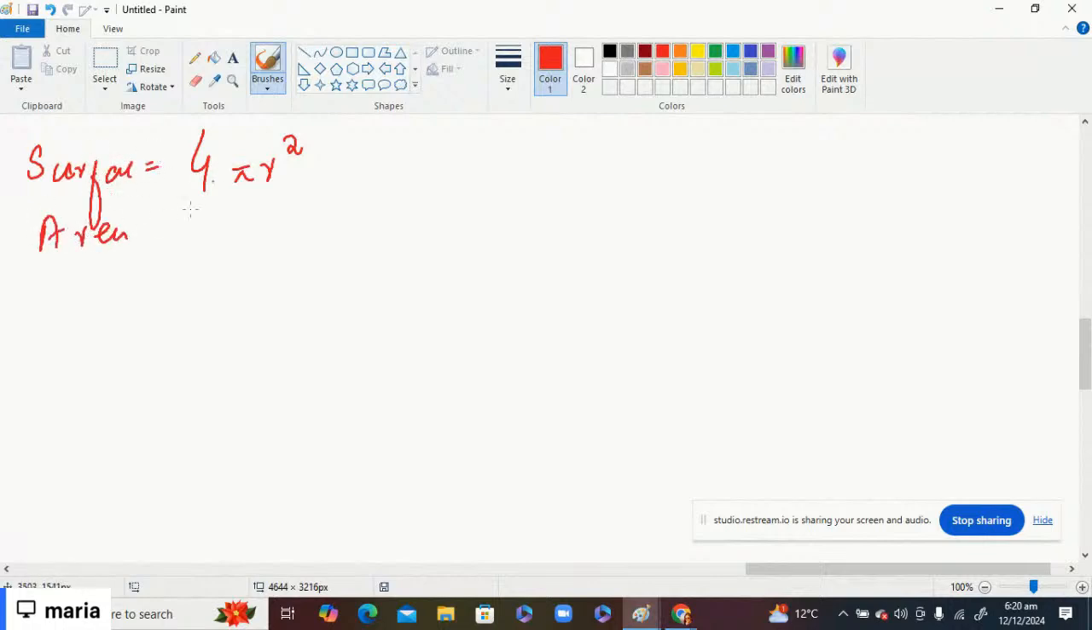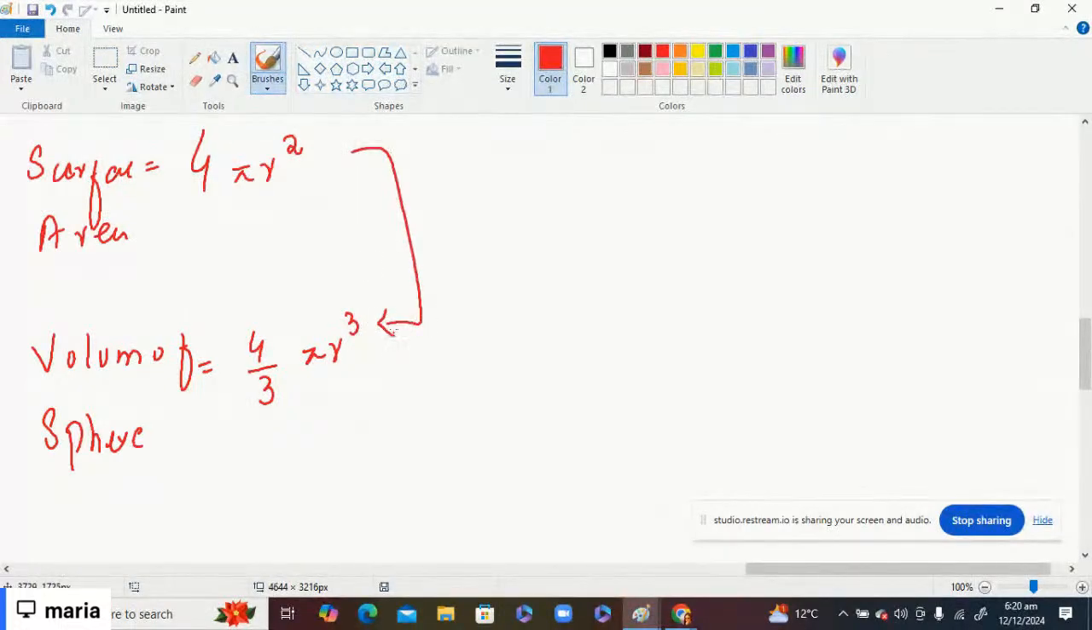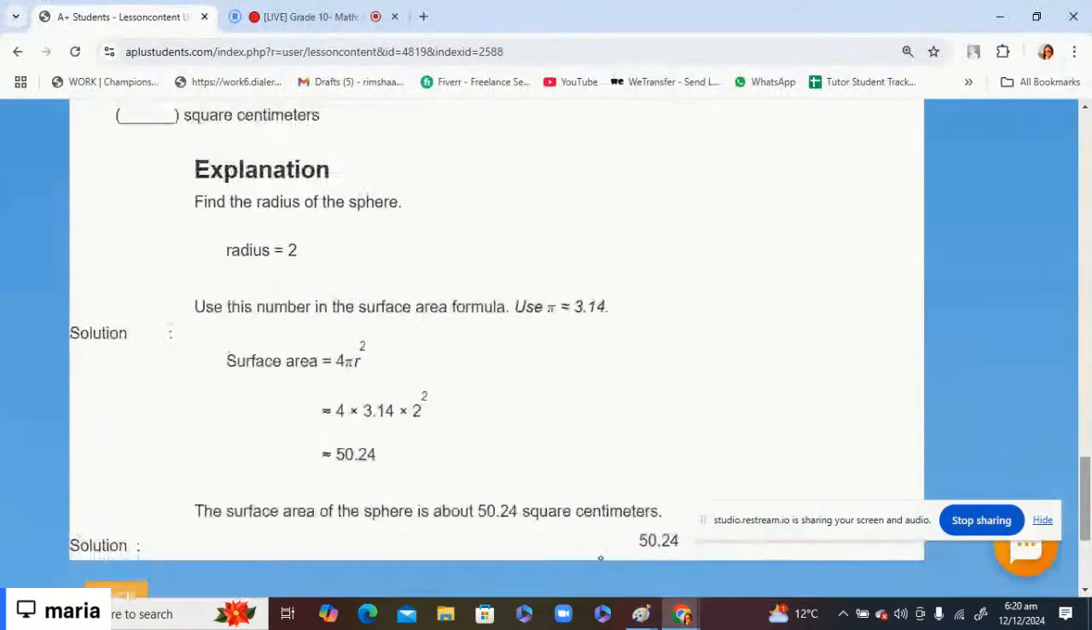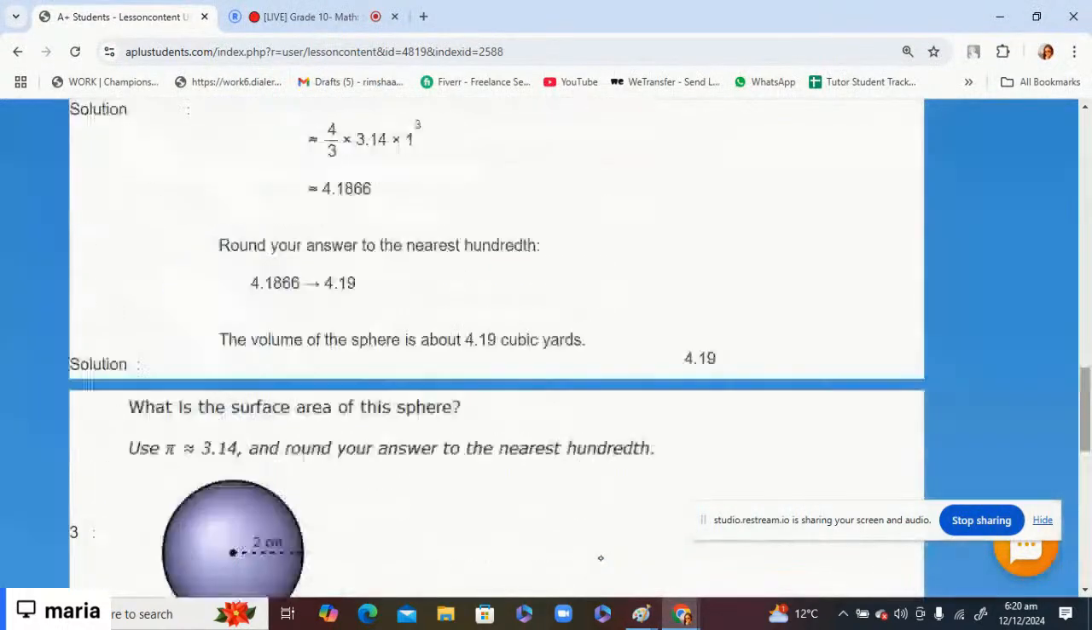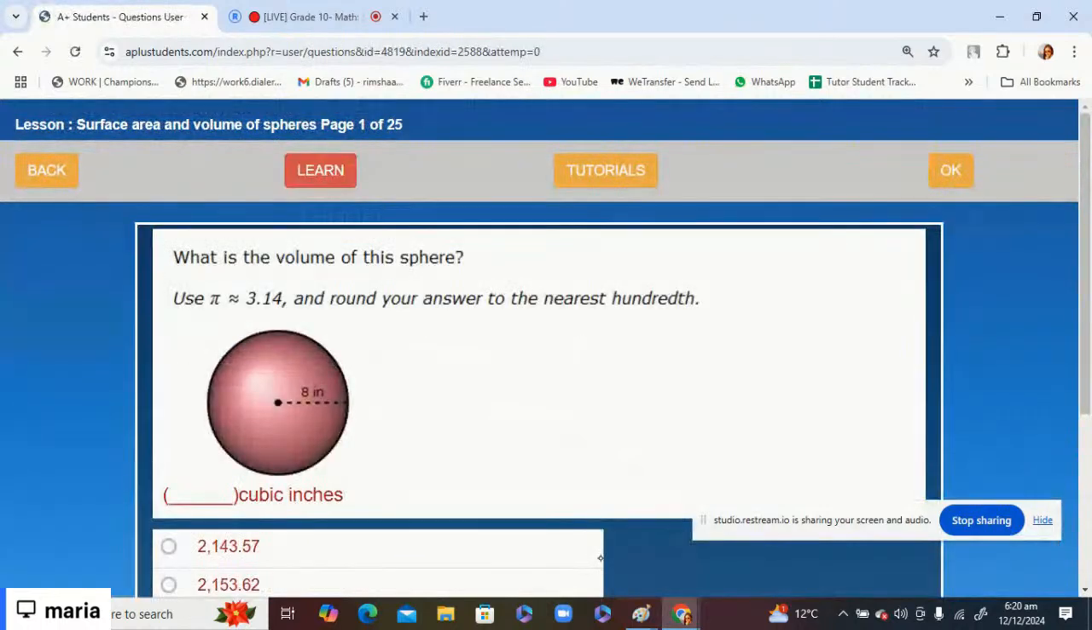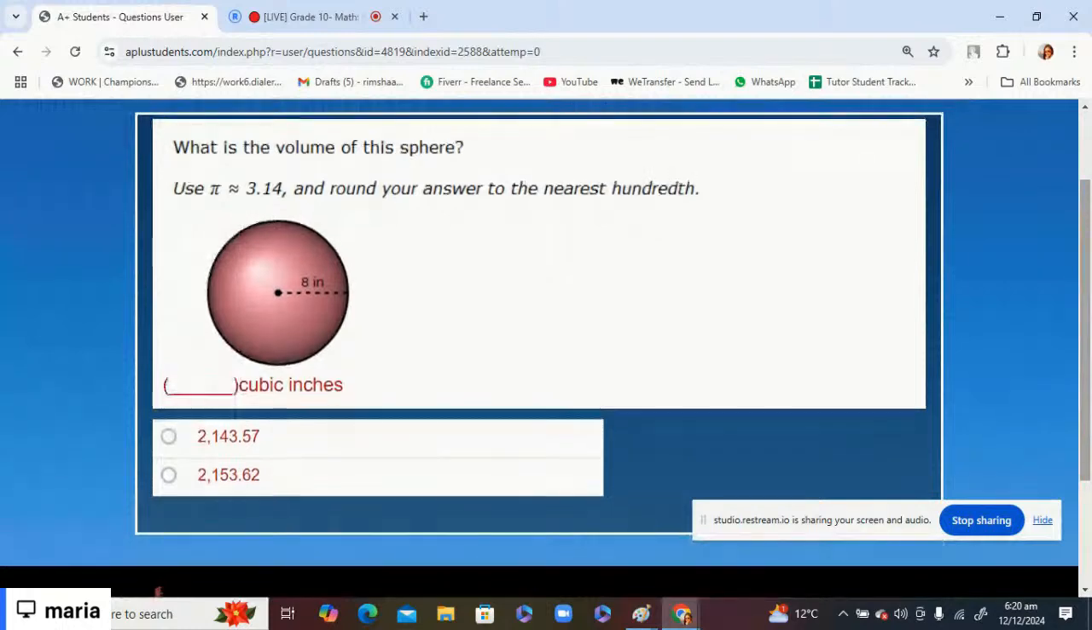Surface area and volume of sphere, 4 by 3 pi r cube. These are the two formulas. Okay, surface area and the volume of the sphere. Let's do the test question. Now, what is the volume of this sphere?